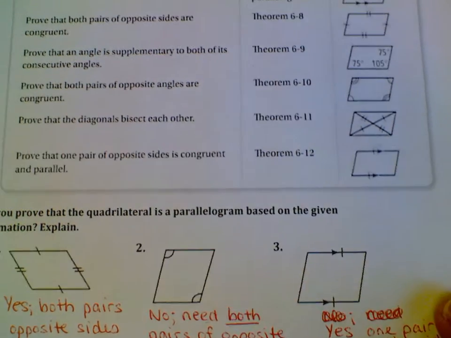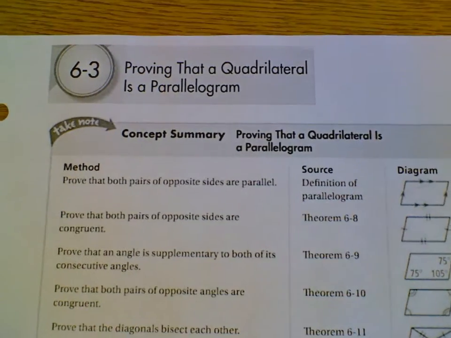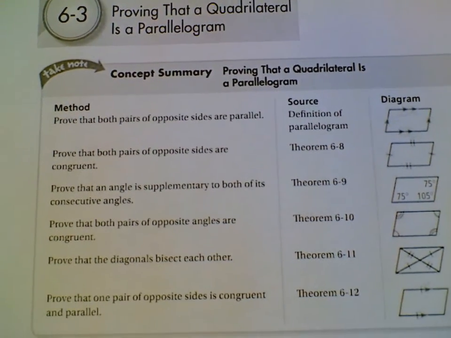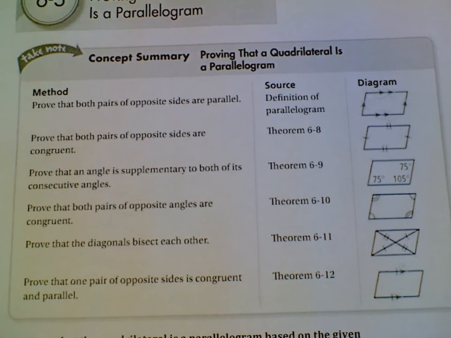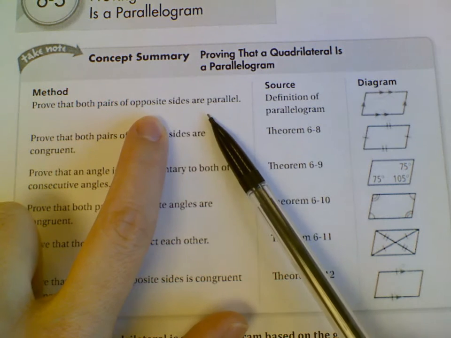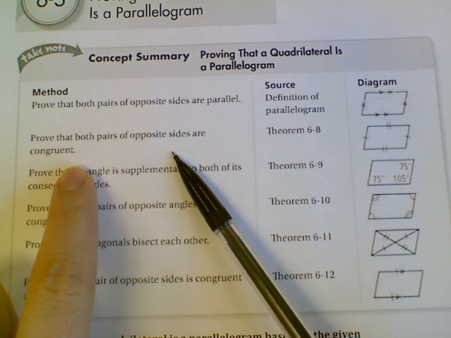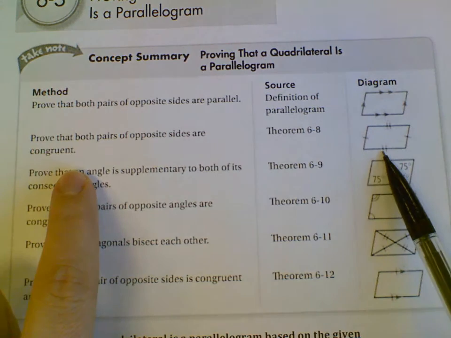Parallelogram. The next piece is, if I gave you a quadrilateral, how would you prove that it is a parallelogram? So I gave you a huge box at the top to summarize everything that you just did. All of those theorems that we just got done discussing, the converse of that is how you would prove it's a parallelogram. For example, I can show that it's a parallelogram by showing that both pairs of opposite sides are parallel. I can prove it by showing both pairs of opposite sides are congruent by theorem 6-8.